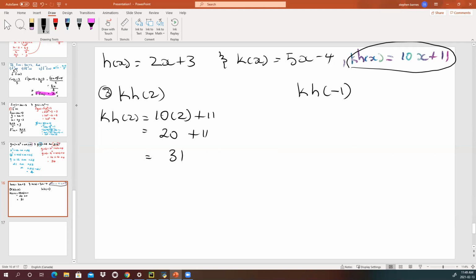And KH of -1 equals 10 times -1 plus 11 equals -10 plus 11. -10 plus 11 will give you 1. Questions? That's our second question so far. All right.